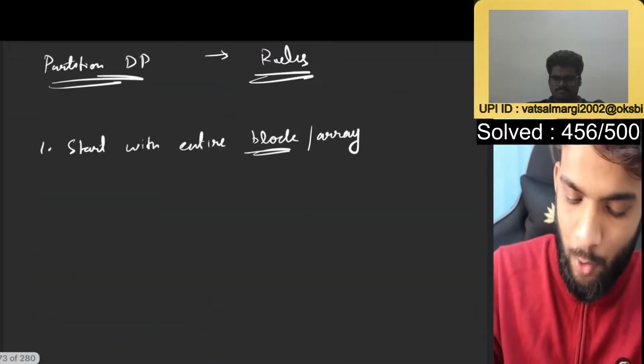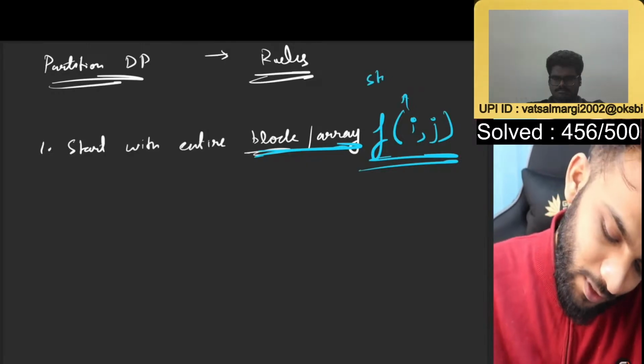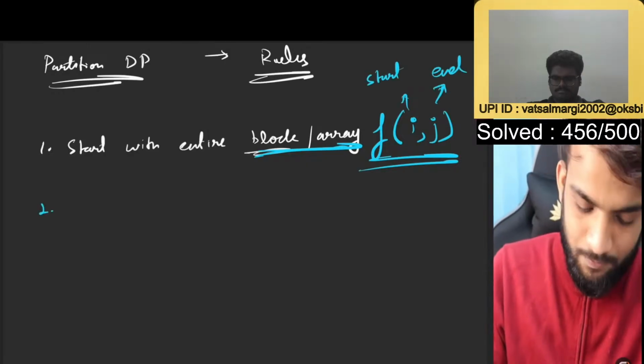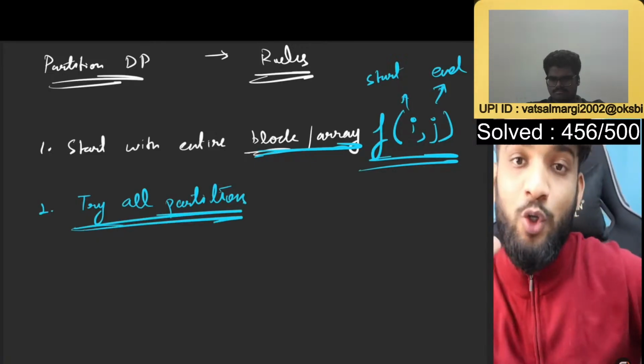Perfect. So start with the block or array, and always represent them by I and J, where I is the start point and J is the end point. That is rule number 1. Rule number 2: try all partitions. Very important. And how do you figure out which partitions are possible?